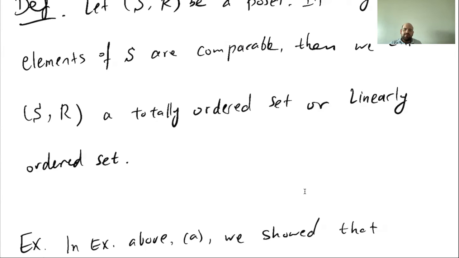First, show that the relation is reflexive. Then show that the relation is transitive. Then show the relation is antisymmetric. Then show that any two elements of the set are comparable, meaning that either A is in relation with B or B is in relation with A.